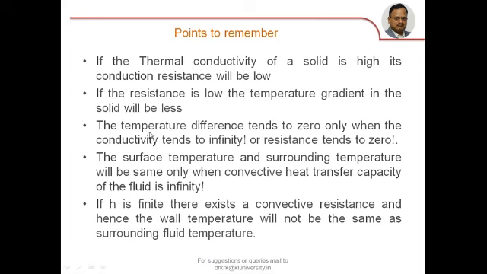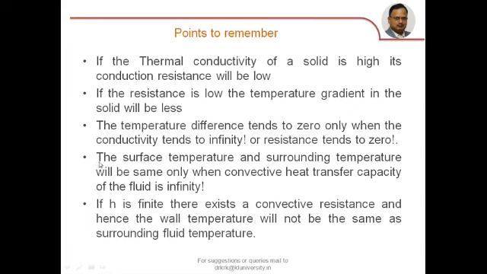Next point. The temperature difference tends to 0 only when the conductivity tends to infinity, which is impossible, or when the conduction resistance tends to 0. That is also important. So the temperature difference never becomes 0. If the temperature difference is 0, then it is a straight horizontal line. The slope also becomes 0, which is impossible.